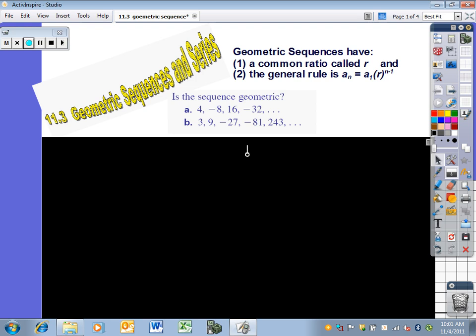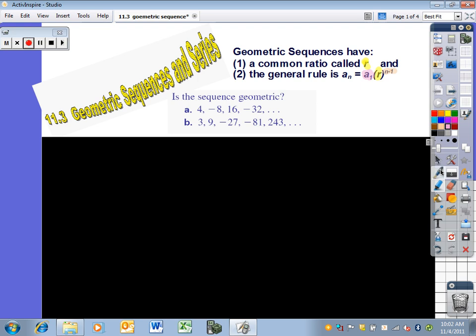So again, instead of a common difference, we have a common ratio, and that would be the value that we consistently multiply by. And we take that value to the n minus 1 power, so that we are always multiplying by 1 for our first term. And that will give us every geometric sequence we have.